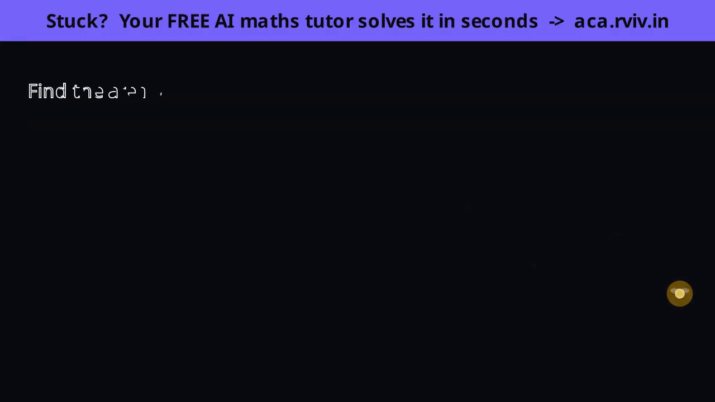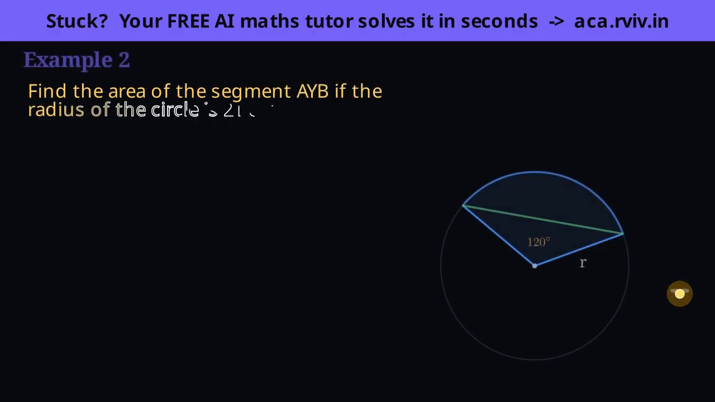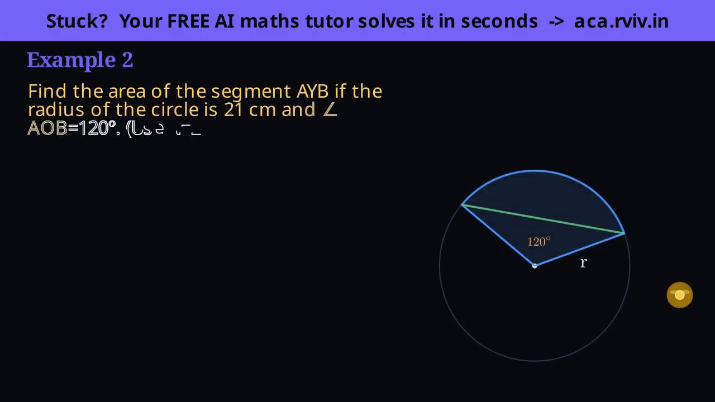A segment is a sector with the triangle inside it removed. So we'll find those two pieces and subtract, exactly as we saw the shapes come apart. Let's set the strategy first.